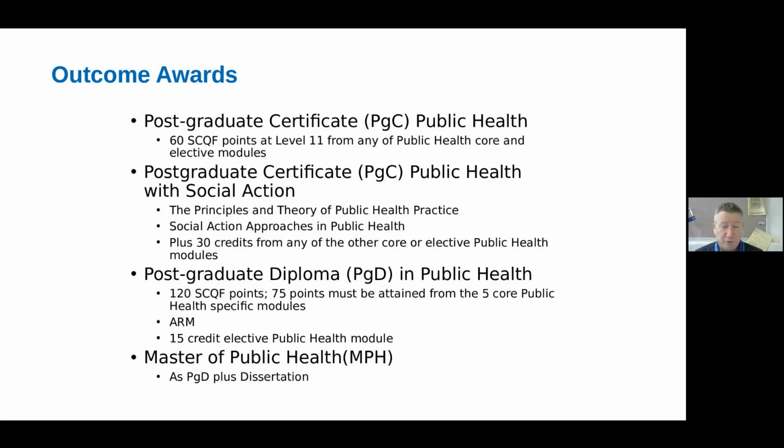So you may hopefully finish with an MPH, and we will do all our best to support you to get to that. However, whether you fail the module or you decide to leave earlier, there are some other options for you. You can leave with a postgraduate certificate in public health, a postgraduate certificate which would include social action as well, or you can have your postgraduate diploma in public health. So that's just trying to detail what you would need to achieve to leave with those other outcome awards rather than your Master of Public Health.